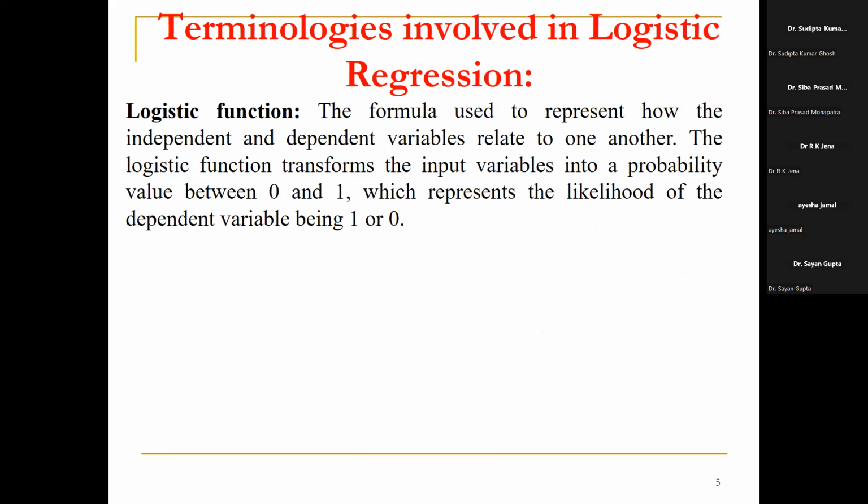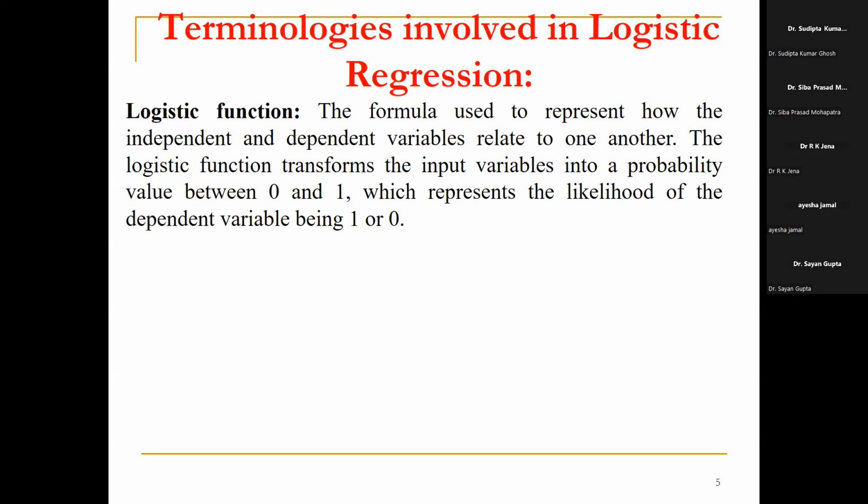This formula is used to represent how the independent and dependent variables relate to one another, and the logistic function transforms the input variable into a probability value between 0 and 1, which represents the likelihood of a dependent variable being either 0 or 1. In the case of two classes. If there are many classes, then it is the likelihood of 0, 1 and something else in between.